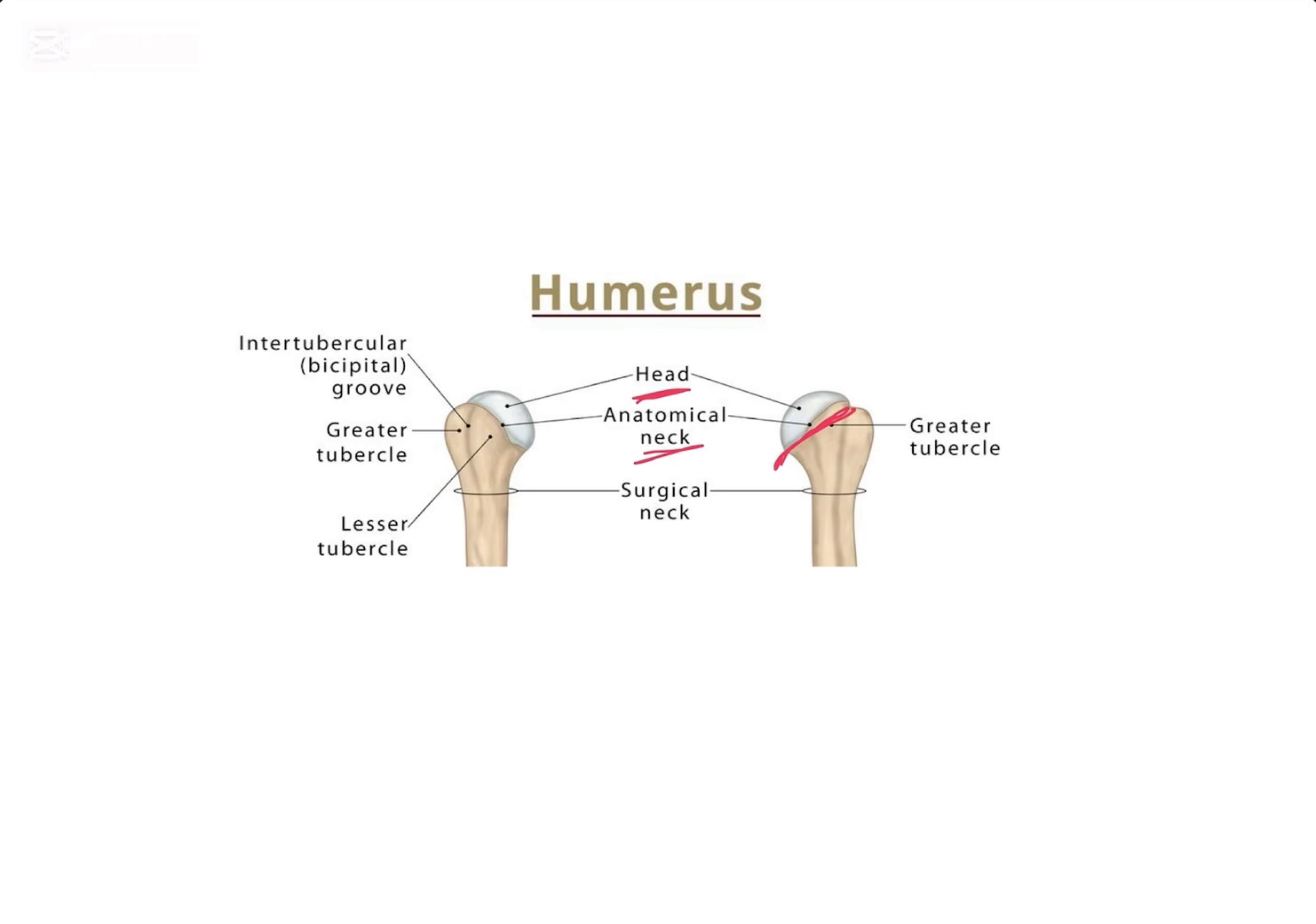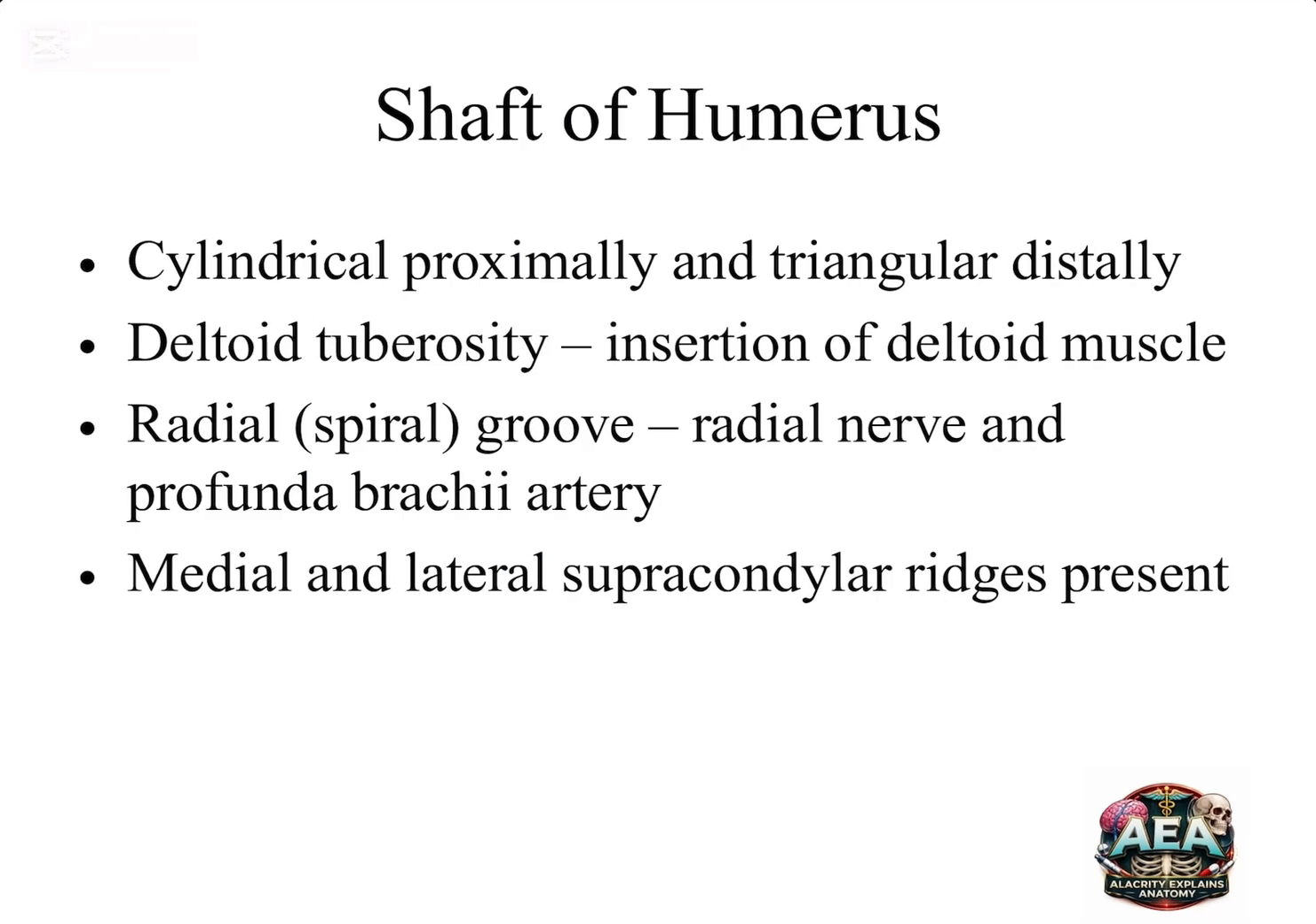If you look at this image, you see we have the intertubercular or bicipital groove, the greater tubercle, the lesser tubercle, the surgical neck, the anatomical neck, and the head. That's it for the proximal end.